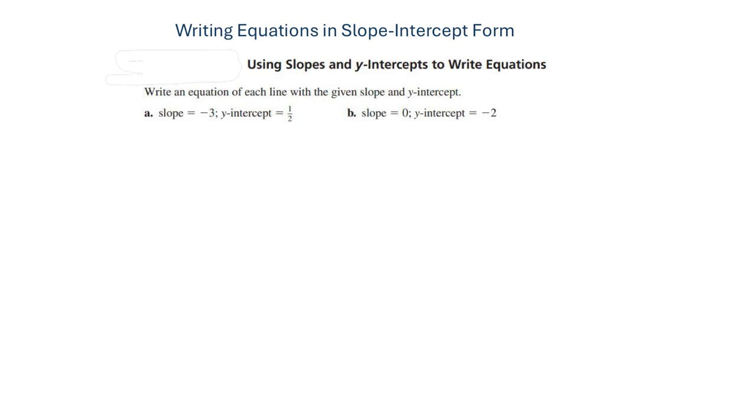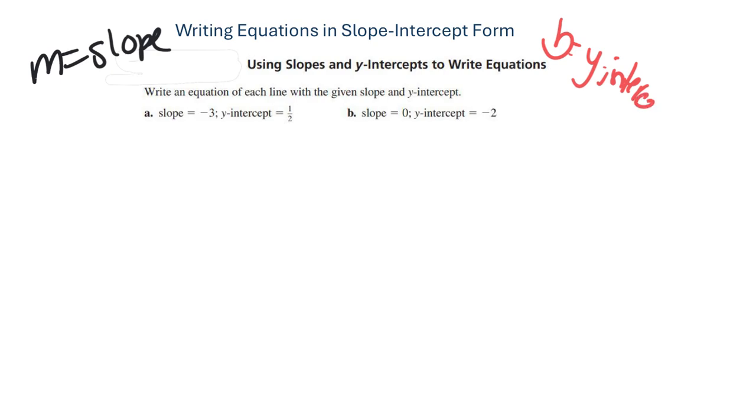Using slopes and y-intercepts. So we already know that M is slope, and the y-intercept is B, right? Okay. So we write an equation of each line with the given slope and y-intercept. So in A, we know we have to get to y equals mx plus b, right? That's our end goal.